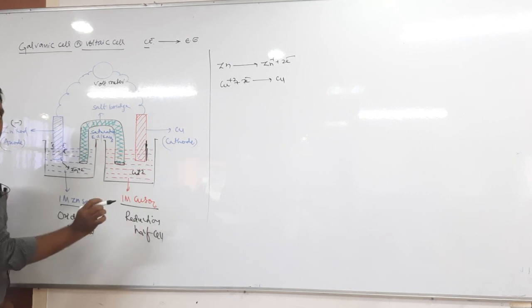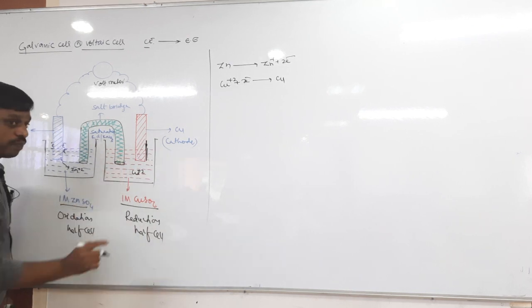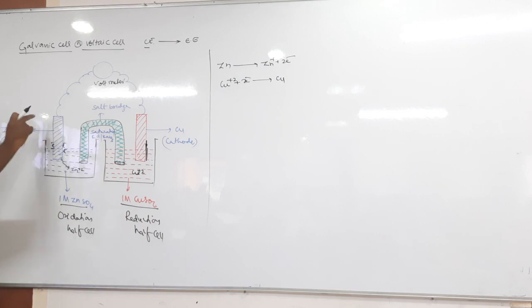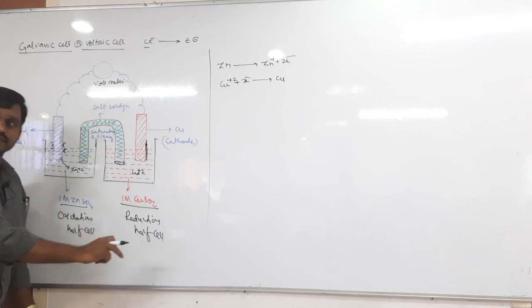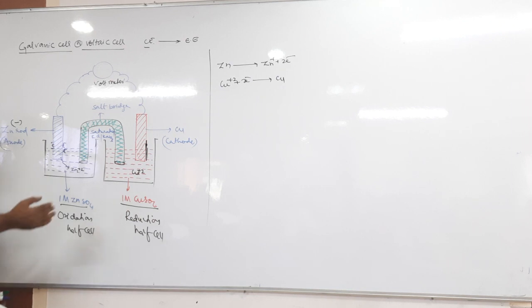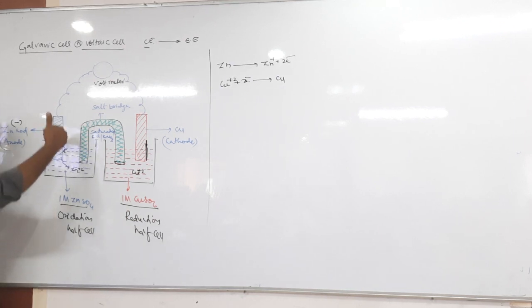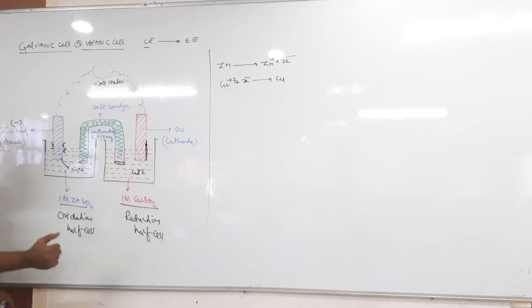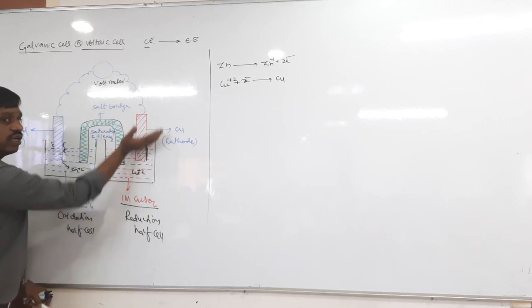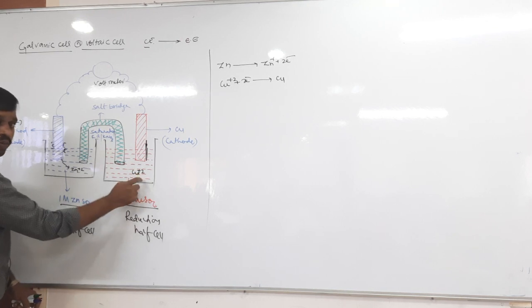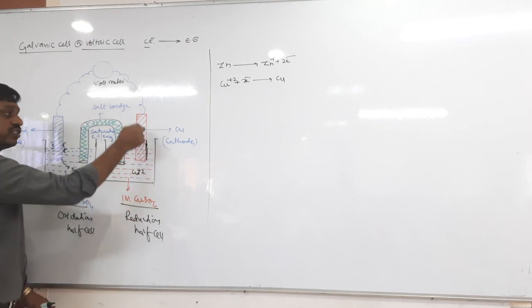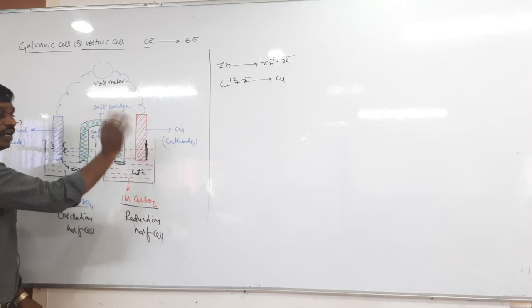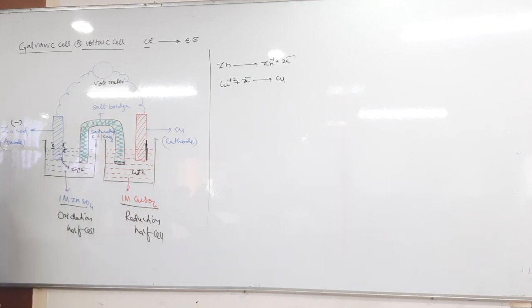Cathode, right? Then as the reaction proceeds, what happens to the weight of the zinc rod and the weight of the copper rod? As the reaction proceeds, the weight of the zinc rod decreases, because zinc is dissolving in the zinc sulfate solution. And the weight of the copper rod slowly increases, because the Cu2+ present in the solution gets deposited on the copper rod. That's why the weight of the copper rod increases, right?